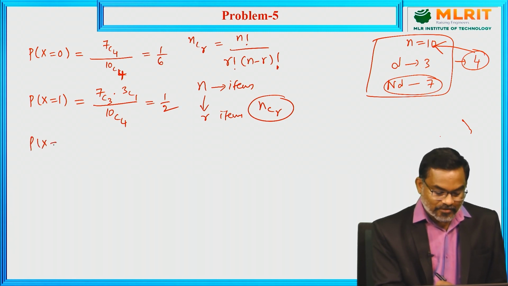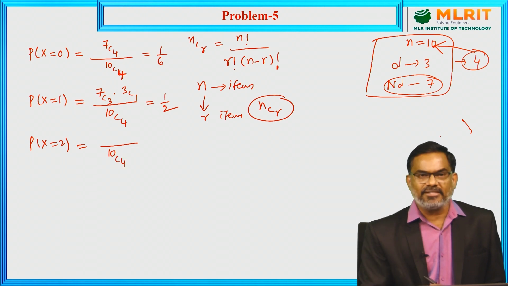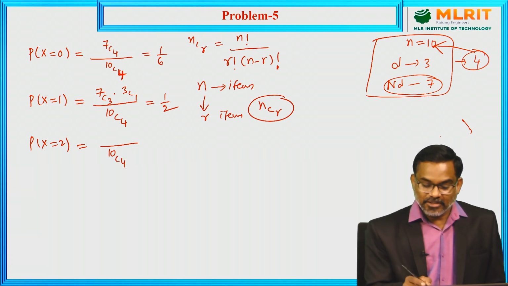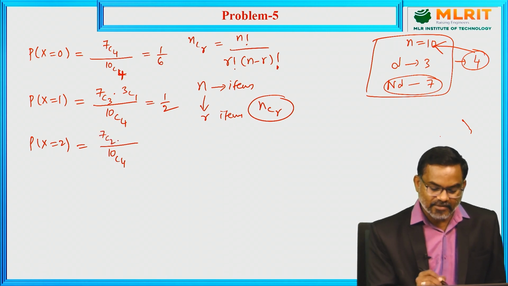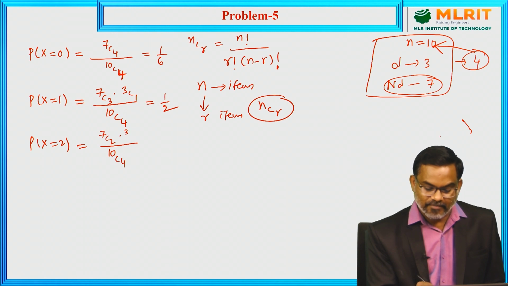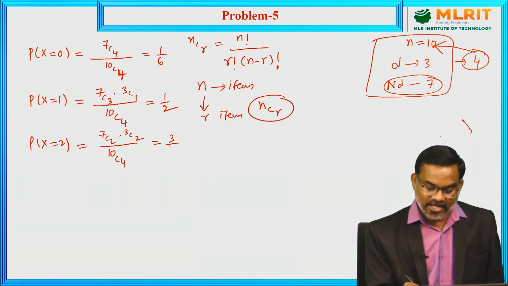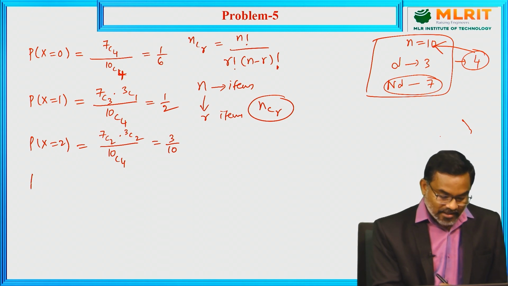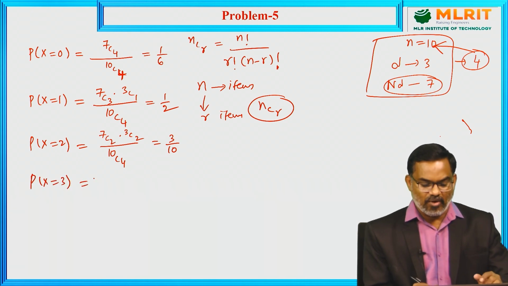Similarly, getting 2 defective items. Once again, the denominator is the same, 10C4, and in the numerator there must be 2 non-defective items and 2 defective items. Non-defective items must be from 7 items, and defective items from 3 items, 3C2. 7C2 into 3C2 by 10C4 gives the probability of 2 defective items, which results as 3 by 10. And here x takes 4 values, 0, 1, 2 and 3.